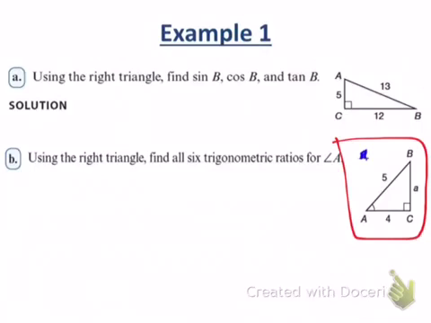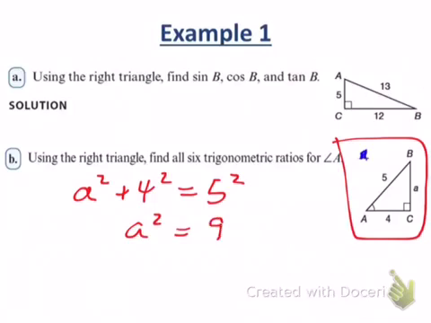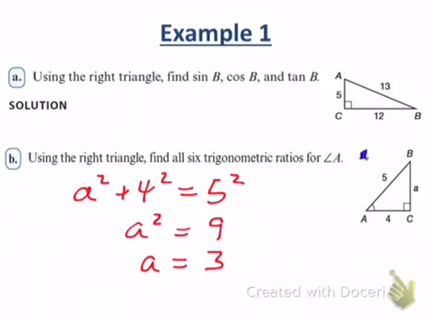A squared plus 4 squared equals 5 squared. Good. That's 16 and 25, right? If you subtract 16 from 25, you get A squared equals 9, which means A equals 3. Yeah, square root of 9 is 3. So we'll have 3 here. So this value for A is equal to 3, and now we're ready to do our trig ratios.